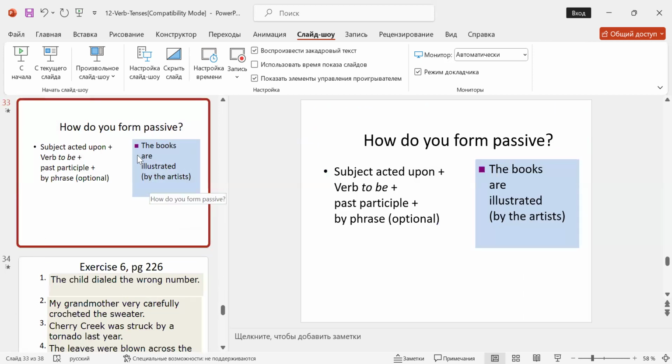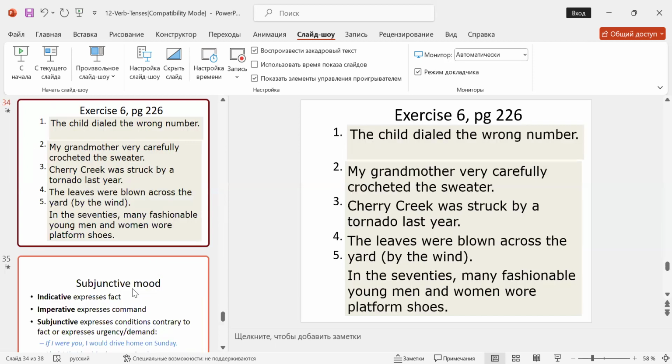How do you form the passive? Subject acted upon, verb to be, past participle, by phrase. The books are illustrated, for example.